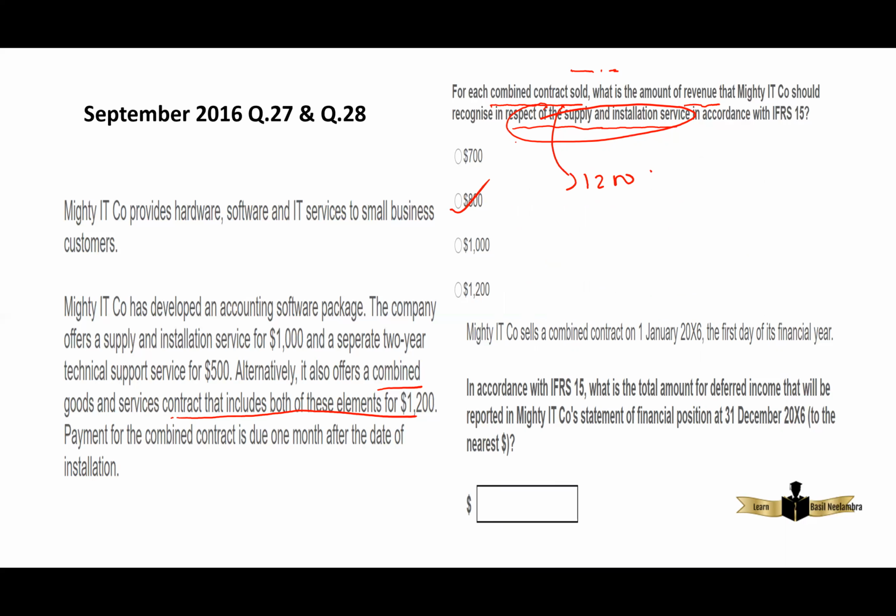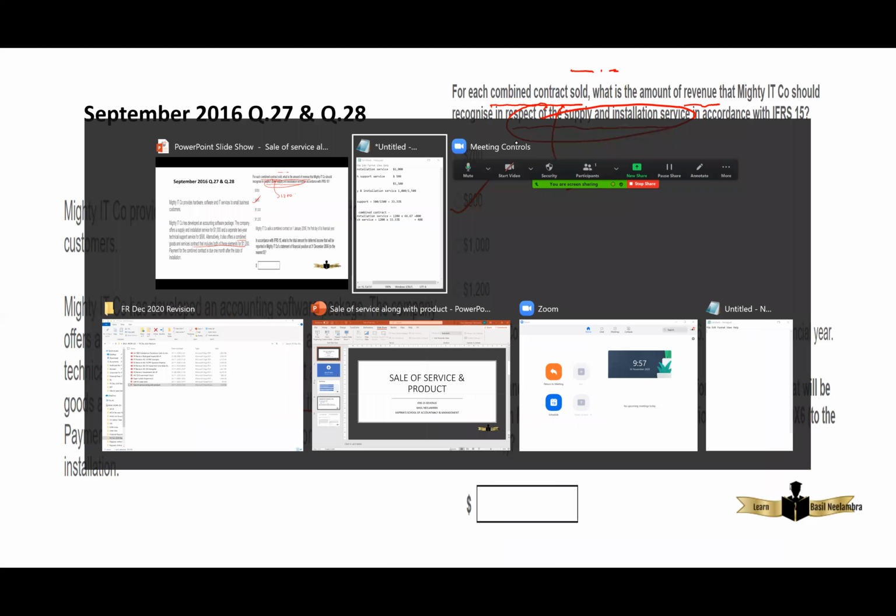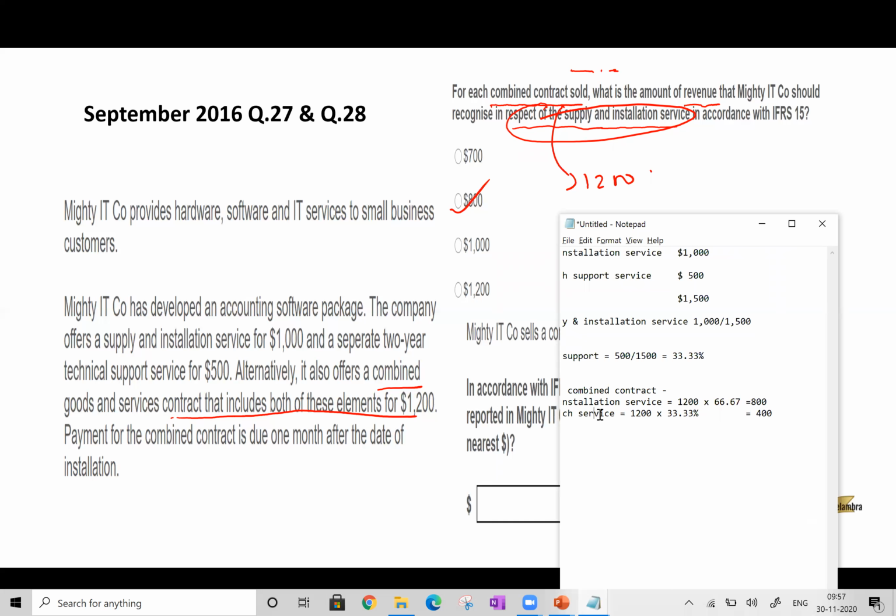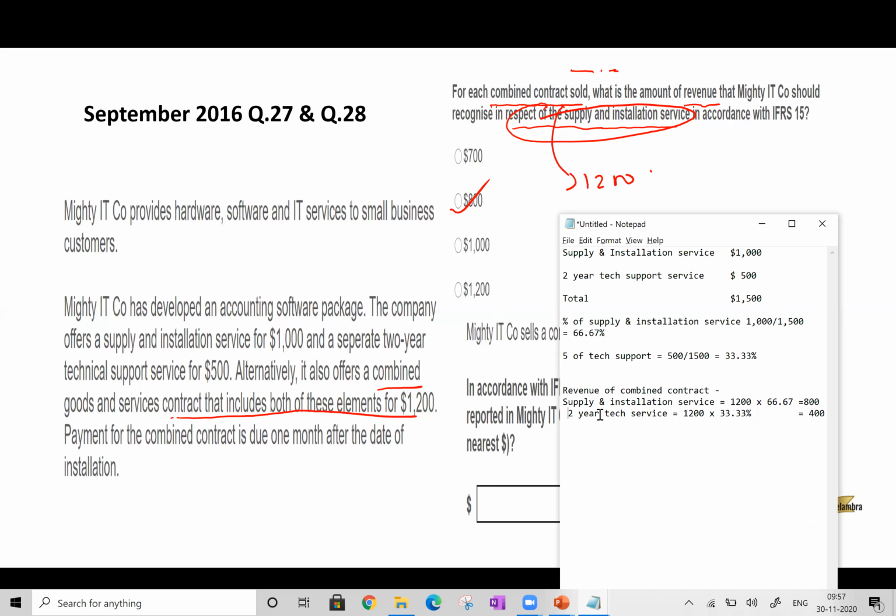In accordance with IFRS 15, what is the total amount of deferred income that will be reported? Now they're asking what is the total amount. With respect to tech service, as I told you, only current year income should be shown in SOPL. For supply and installation service, when you install, you can show it in SOPL. So this 800 you can show in SOPL this year itself. But with respect to 2-year tech service, this 400 represents 2 years. So 2-year income you cannot show in the current year SOPL.